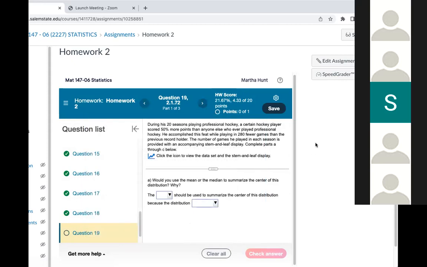20 seasons of hockey. A certain hockey player scored 50% more points than anyone else. He accomplished this feat while playing in 280 fewer games than the previous record holder. The number of games he played, and so on. That's a lot to work with. Would the mean or median be able to?